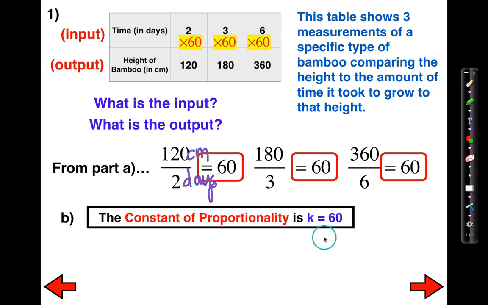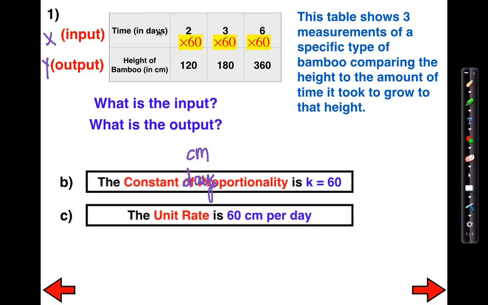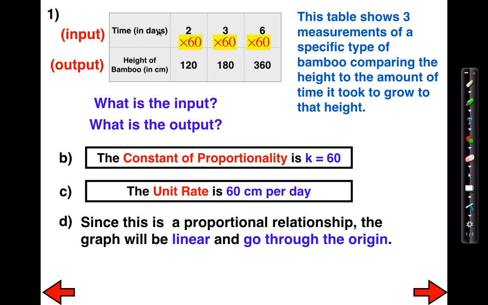So since it's 60, I'm going to go ahead and say it was 60 centimeters per day. So notice it's always going to be, in this case, y over x. Centimeters per day. Then the next question is, what do you know about the graph? Well, the one thing I would know about this graph, since it's a proportional relationship, is that it should be linear and that it should go through the origin.